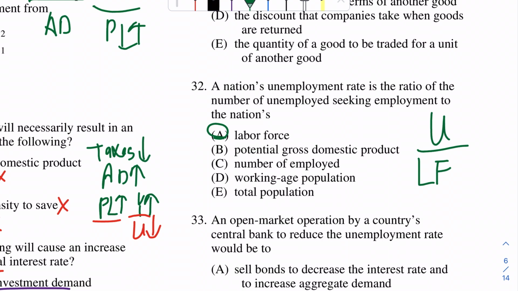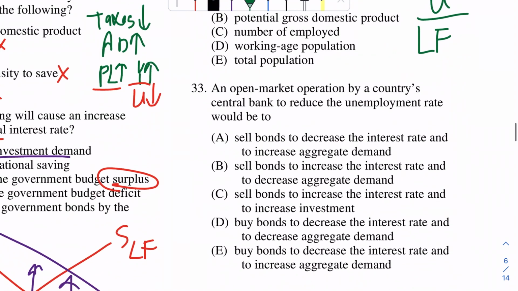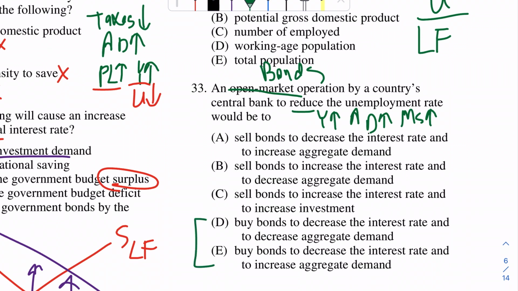Okay. Number 33. An open market operation by a country's central bank to reduce unemployment rate would be to what? So open market means bonds, and if we're trying to reduce unemployment, that means more output. And how can we have more output? More aggregate demand. So to have more aggregate demand, you're going to need more money supply. So therefore, we need an increase in the money supply. So we should buy bonds and increase the real aggregate demand.